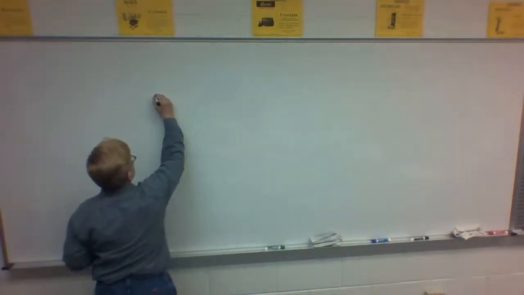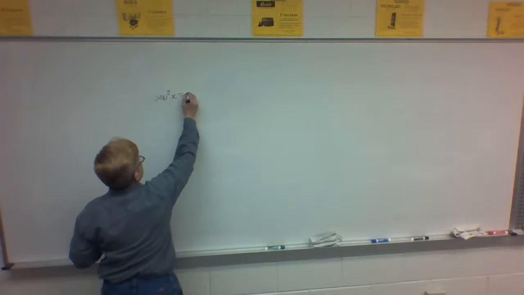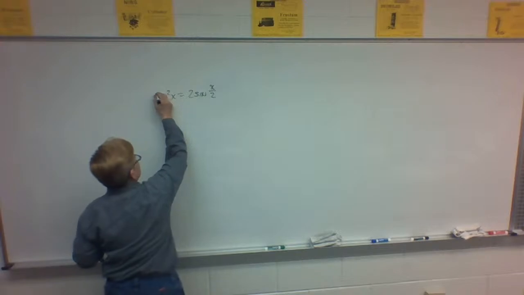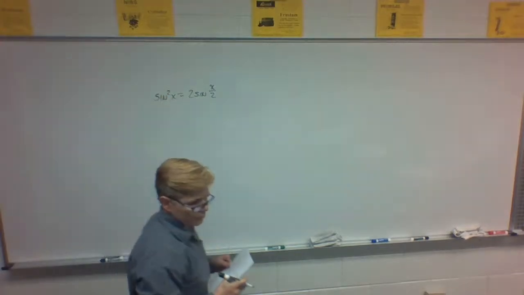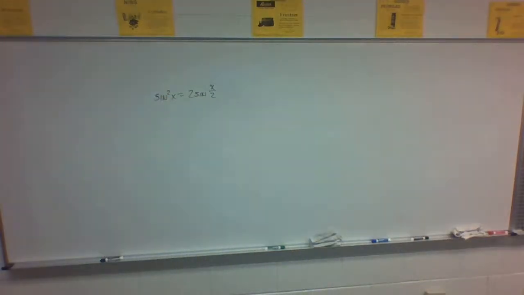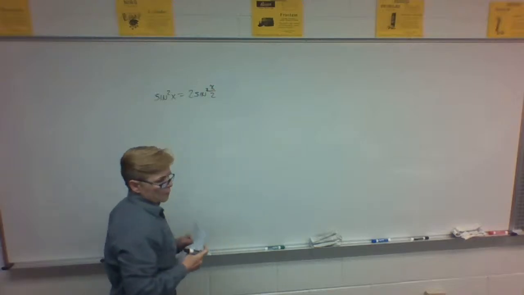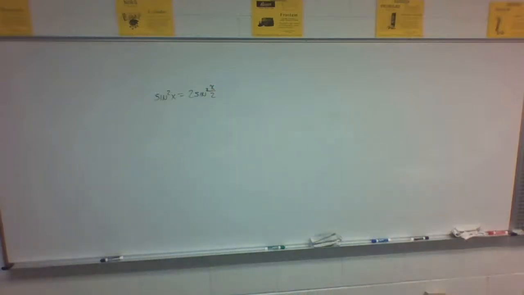So in example 5, it says, solve the equation again. We're solving again. Sine squared equals 2 sine of x over 2. Is that right? Did I get that right? Yes, sine squared. Sine squared on both sides. Okay. Wait, where are you looking at? I'm looking at example 5, just before the exercises. Page 474. Okay.